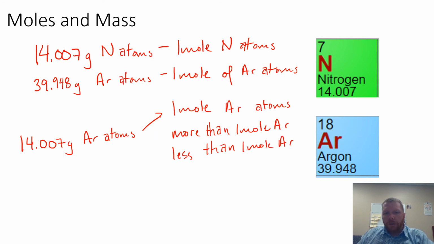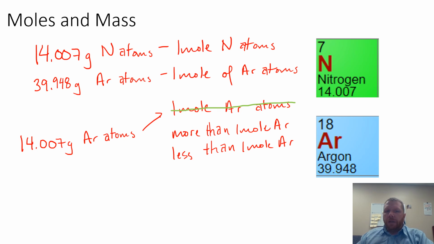Well, when we look at this, you can say my definition is 39.948 grams of argon atoms is equal to 1 mole of argon atoms, or 6.02 times 10 to the 23rd argon atoms. I only have 14.007 grams of argon atoms. So do I have 1 mole of argon atoms? No, I don't, because if I had 1 mole of argon atoms, it would have a mass of 39.948. So I can cross that off the table.